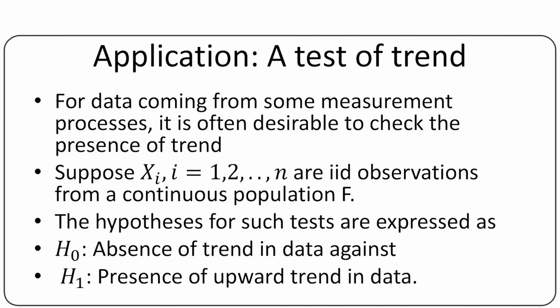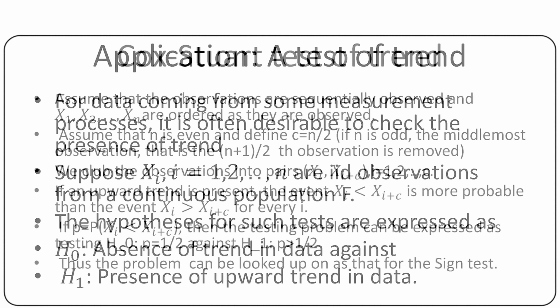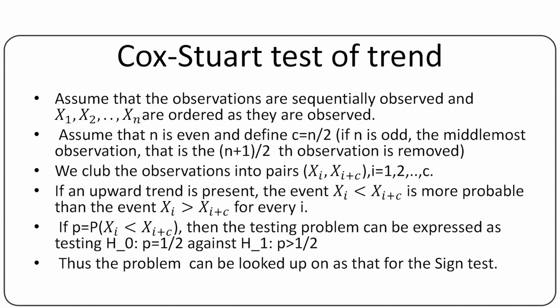Suppose Xi, i from 1 to n are IID observations from a continuous population F. The hypotheses for such tests are expressed as absence of trend in the data against presence of an upward trend. For the Cox-Stuart test of trend, assume that the observations are sequentially observed and X1, X2, ..., Xn are ordered as they are observed. Assume that n is even and define c equal to n by 2. However, if n is odd, the middlemost observation, that is the (n plus 1) by 2th observation, is deleted.